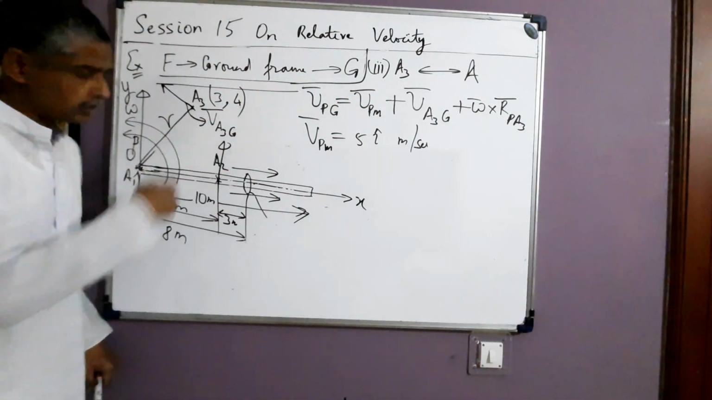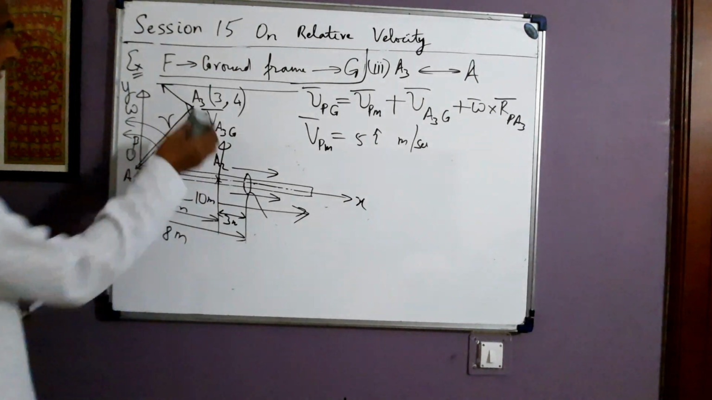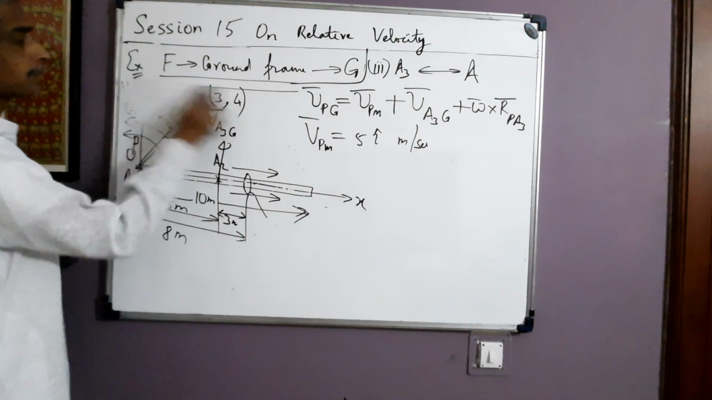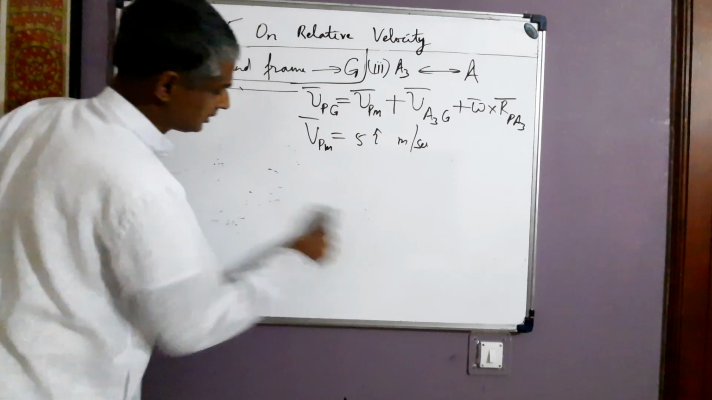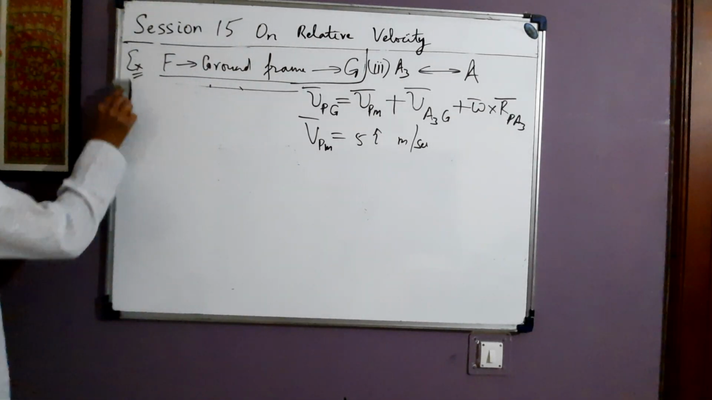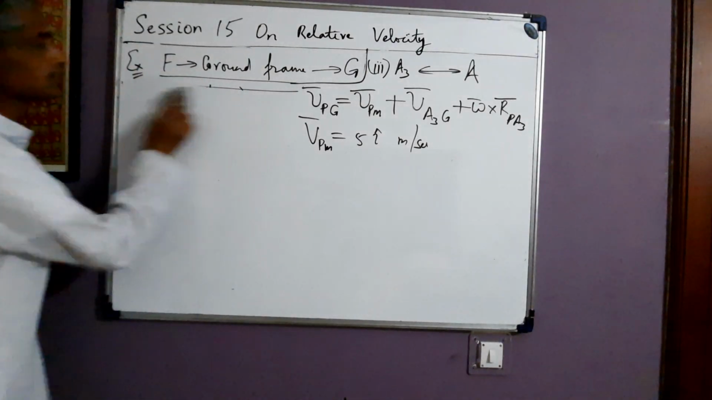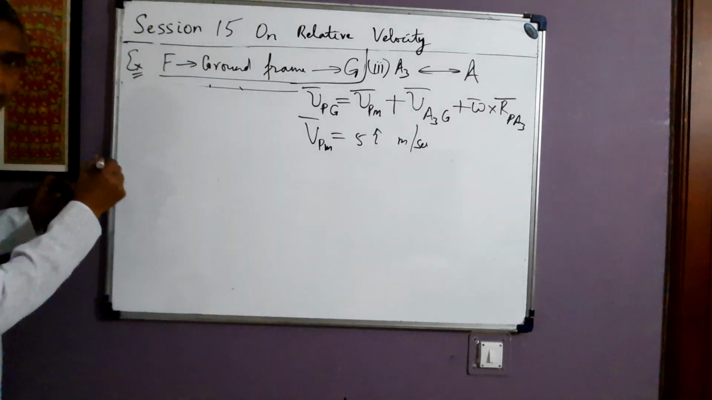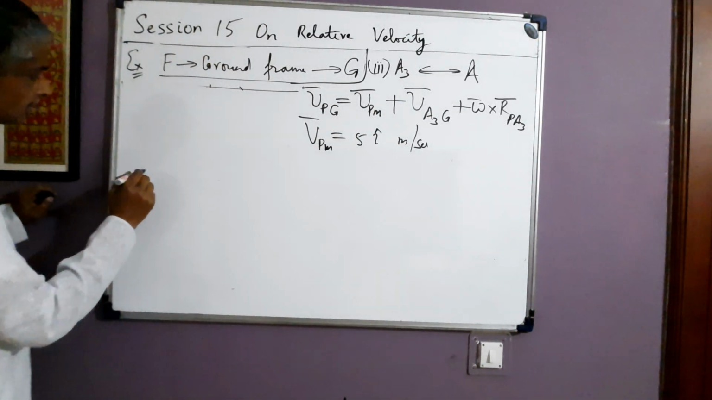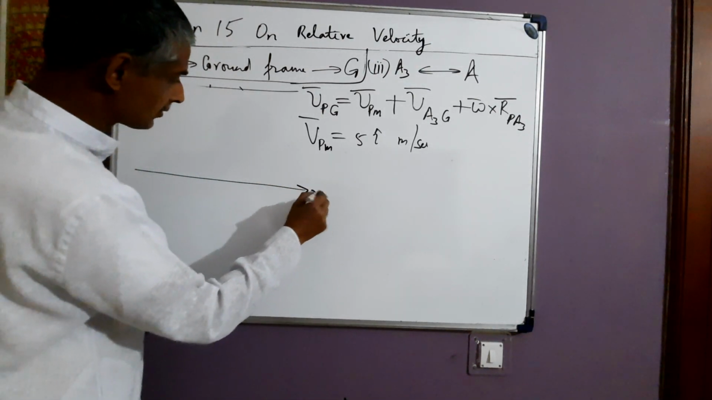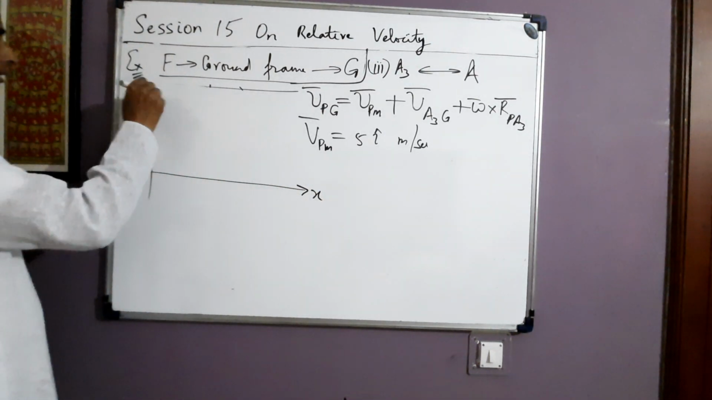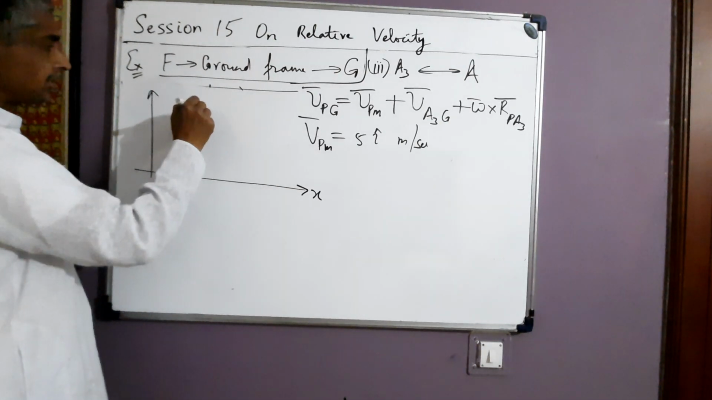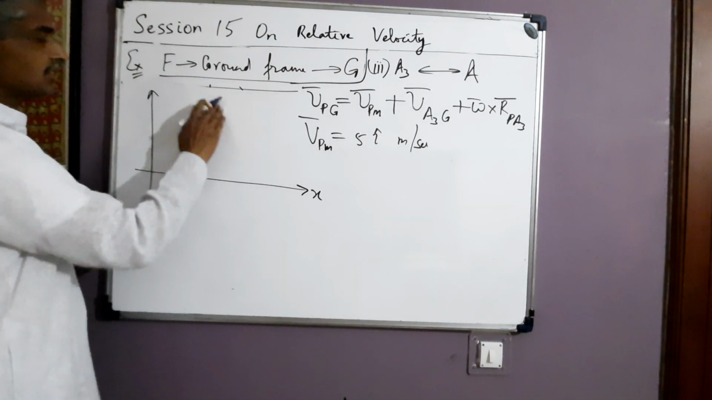So what I do, I rub it out, just to get more space. So we have to find VA3G, so I write it here. See, it's like this. This is the point A3.